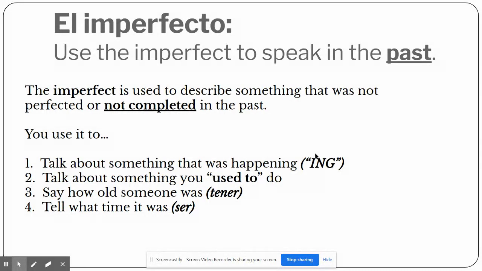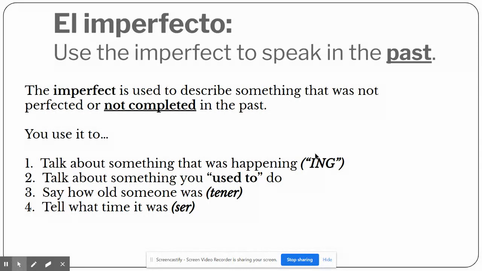So as we see here, it says the imperfect is used to describe something that was not perfected or not completed in the past. So we can think of this as a description, an ongoing action. So there's no beginning point, there's no ending point. Think of it as something continuous. So we use it to talk about number one, something that was happening. So verbs that end in ing. So for example, if I said I was talking, that would be something that we use in the imperfect.